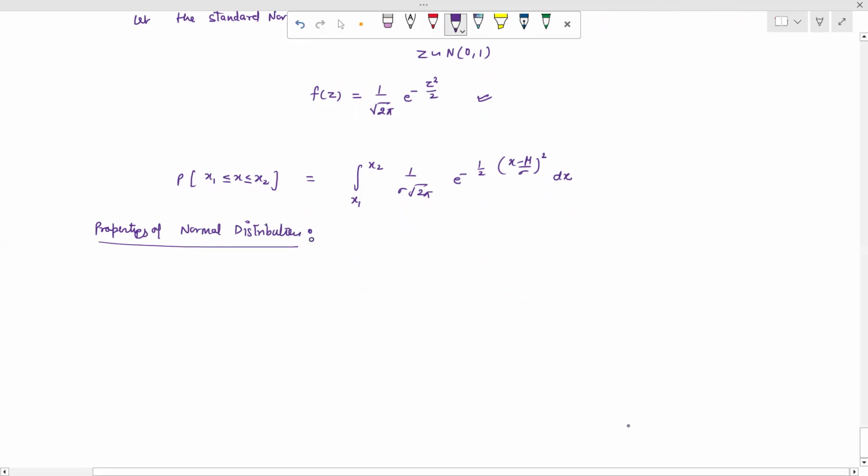Properties of normal distribution. First property, we write down as a result of symmetry: the mean, median, and mode of the distribution are identical.